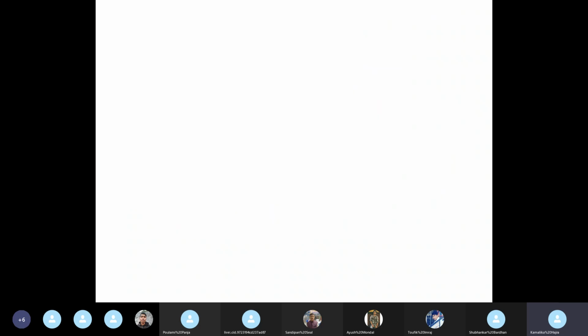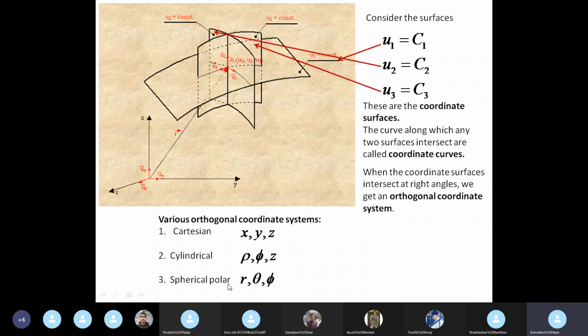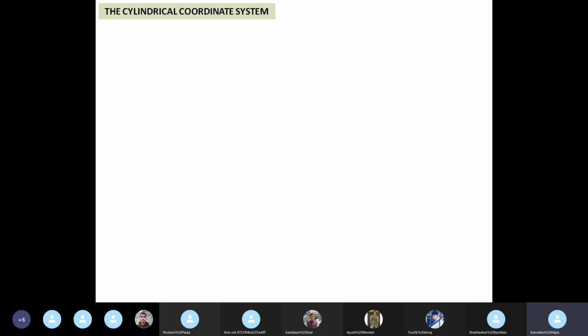So now we have only these two. Fortunately, we do not have any non-orthogonal coordinate system to study. We have two, apart from the Cartesian system, which we have already dealt with several times. We have two other coordinate systems that we will study in detail. The first one is the cylindrical system and the second one is the spherical polar system. Okay? So let me start with the cylindrical system. Cylindrical coordinate system. Alright.